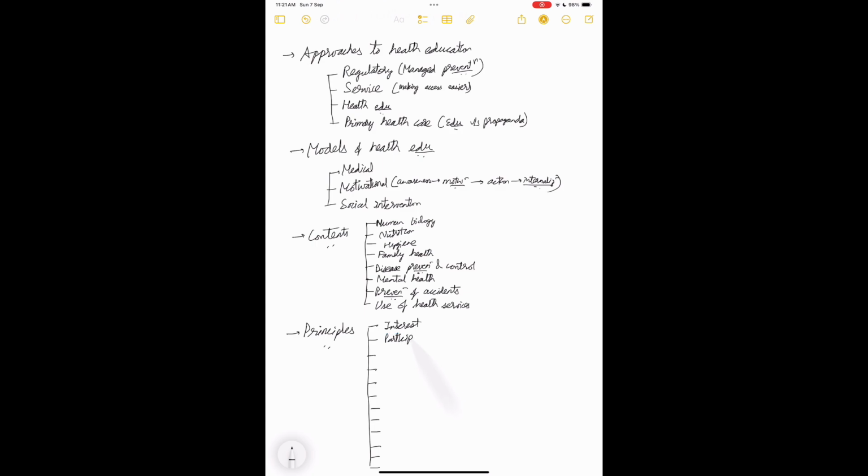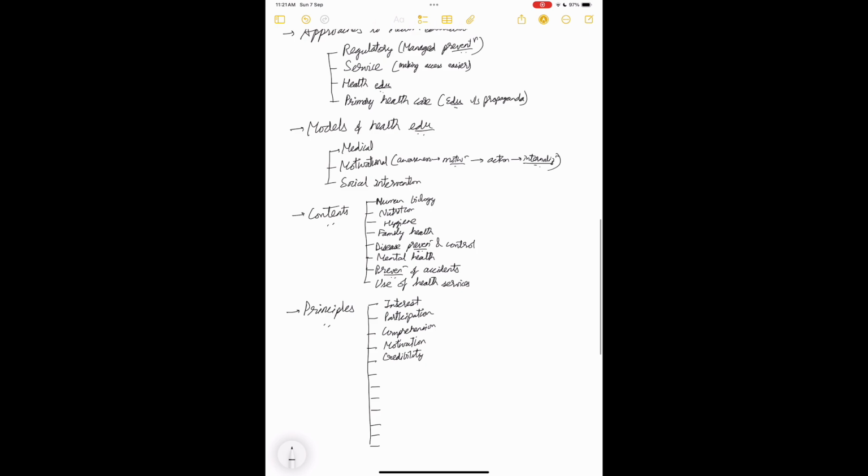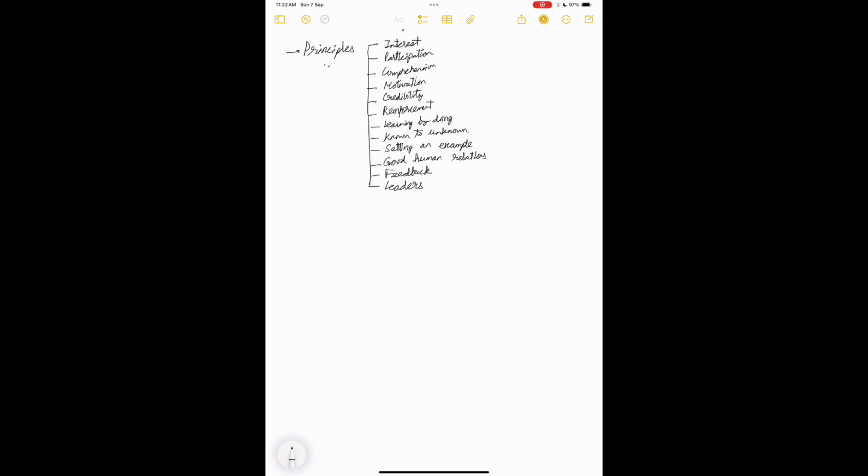Next up, we have the principles of health education. Firstly, we have interest, then we have participation, then comprehension, motivation, and then credibility, and then reinforcement, learning by doing, going from the known to the unknown, setting an example, ensuring good human relations, feedback, and ensuring good leaders who can help communicate the message to the respective audience.